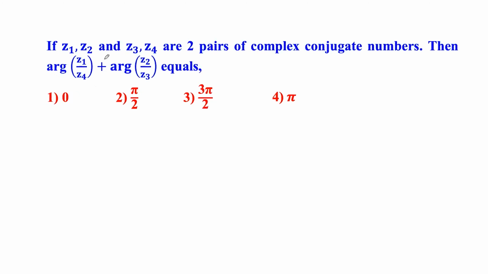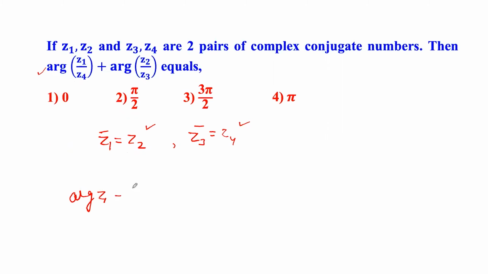Now, if z1, z2, z3, z4 are two pairs of complex conjugate numbers, then find arg of z1 by z4 plus arg of z3 by z4. First, you have to see what information is given. So the information given is z1 bar is nothing but z2 and z3 bar is nothing but z4, right? These two pieces of information are very, very important. And what we have to find is the argument of this plus. What is the formula for that? So arg of z1 by z4 plus arg of z3 by z4, right?